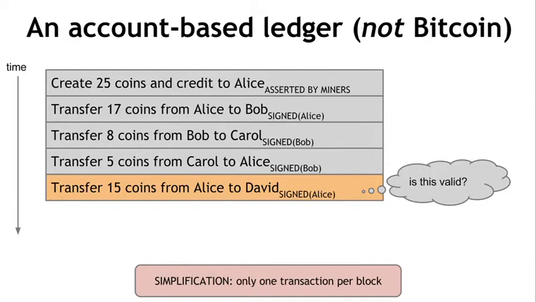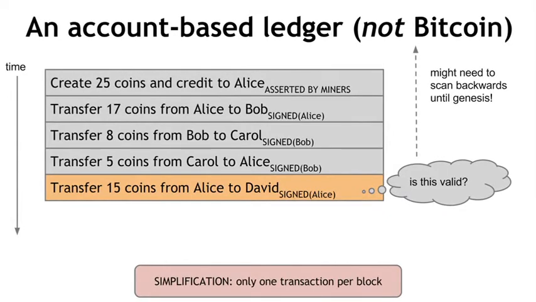Okay, so to tell if this transaction is valid or not, we have to figure out whether or not Alice has the 15 coins that she's trying to transfer to David. And to figure that out, we might have to look backwards forever to the beginning of time at every transaction that's ever involved Alice. Every time Alice has sent or received coins, we need to find all of those transactions and add them up to see if she really has the 15 coins that she's trying to transfer to David. And of course we can make this a little bit more efficient with some data structures that track Alice's balance after each transaction, but that's going to require a lot of extra housekeeping besides the blockchain itself. And that's why Bitcoin isn't based on an account-based model like this.